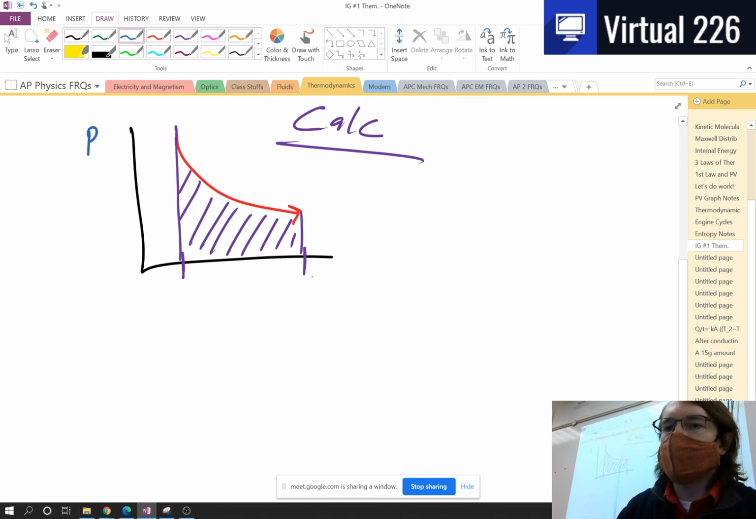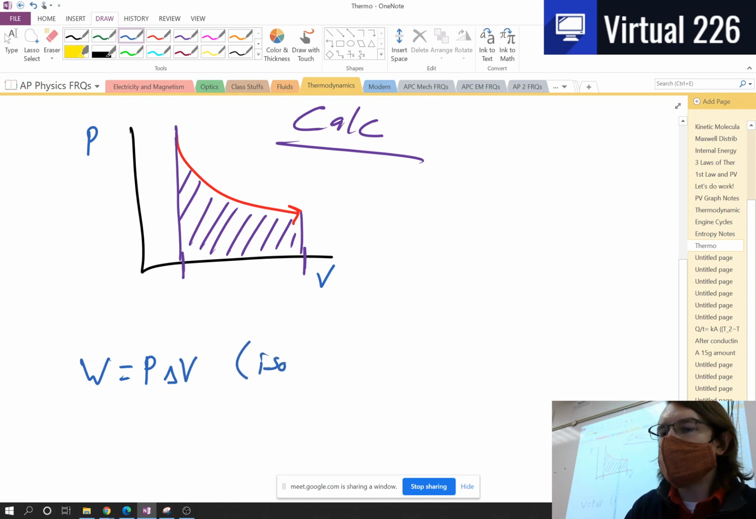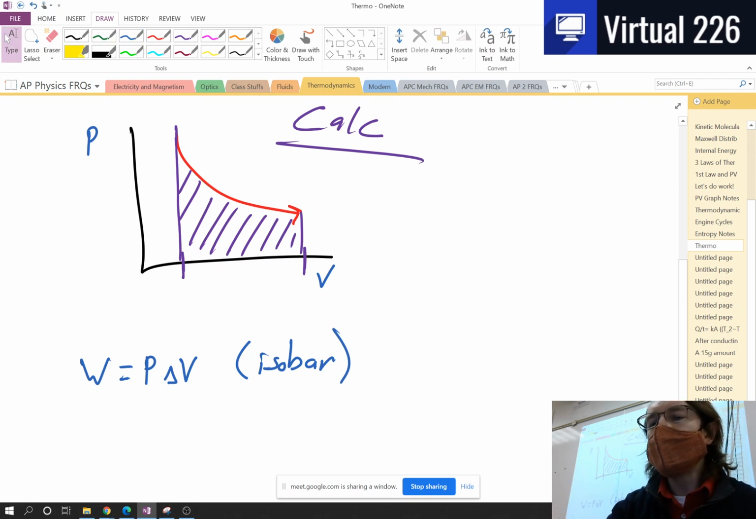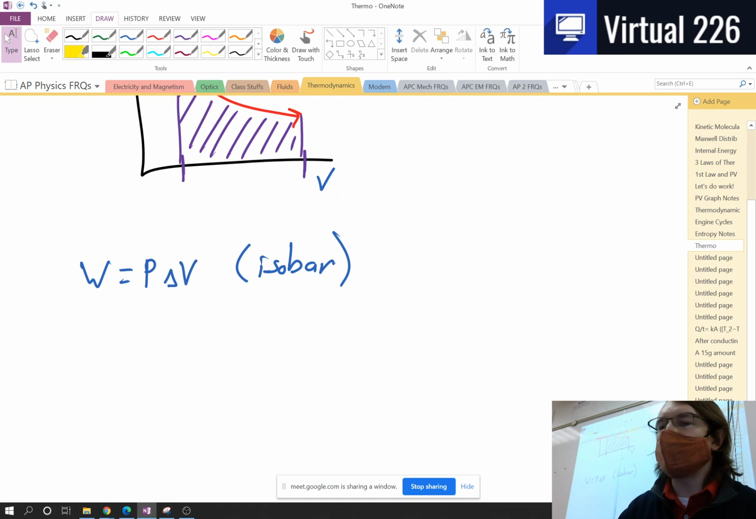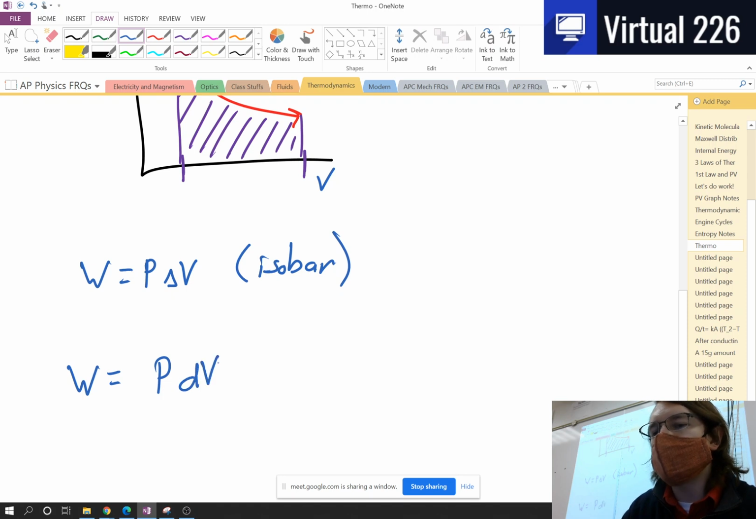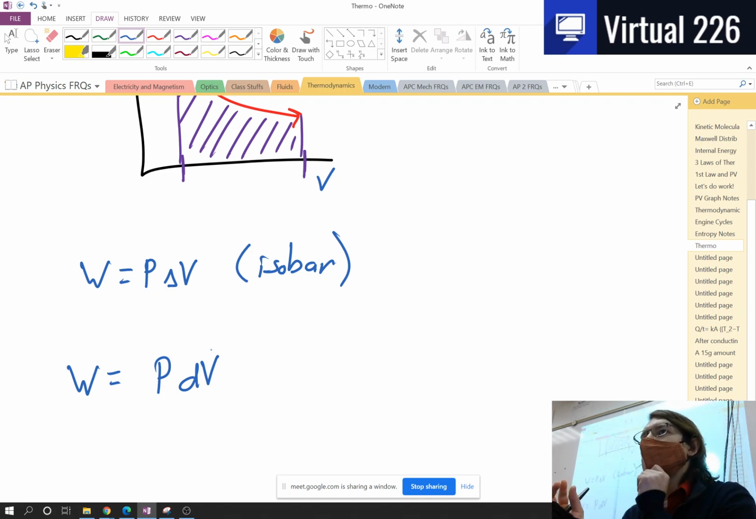I remember that this is a pressure volume graph, which means that work equals a pressure multiplied by a change of volume. Now this is true for an isobar, an isobaric function. That's our flat horizontal line. But what this also means to an extent is work equals the pressure multiplied by some small change in volume, some dV, like a thin little cube of volume in space.